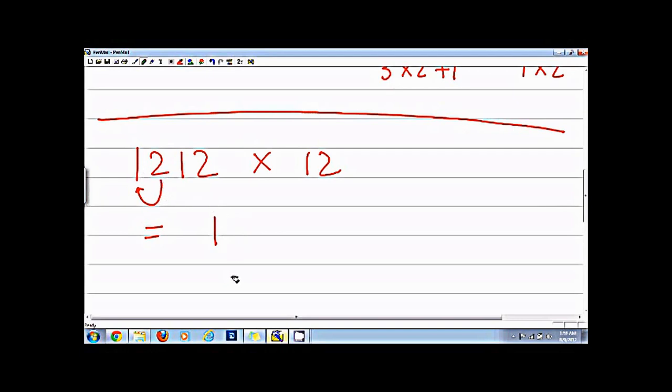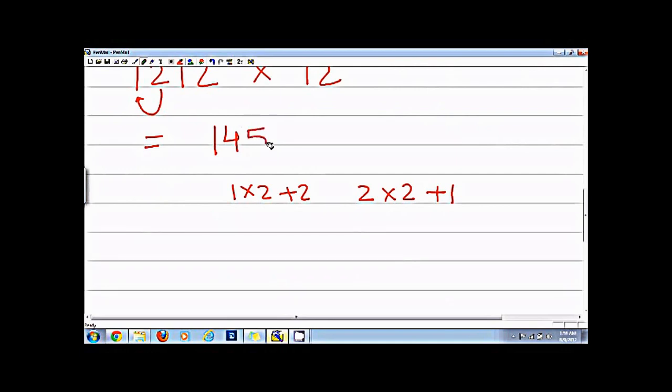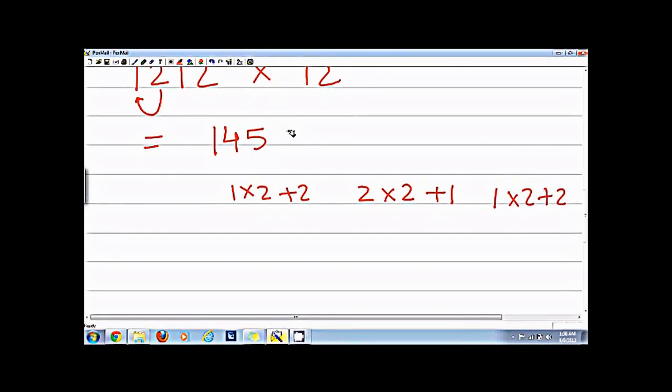And then I'll say 1 into 2 plus 2, so that is equal to 4, and then I say 2 into 2 plus 1, that is equal to 5, and then I'll say 1 into 2 plus 2, and that is equal to 4, and then I'll say 2 into 2, that is equal to 4. So the answer is 14544. So I can check if my answer is correct.